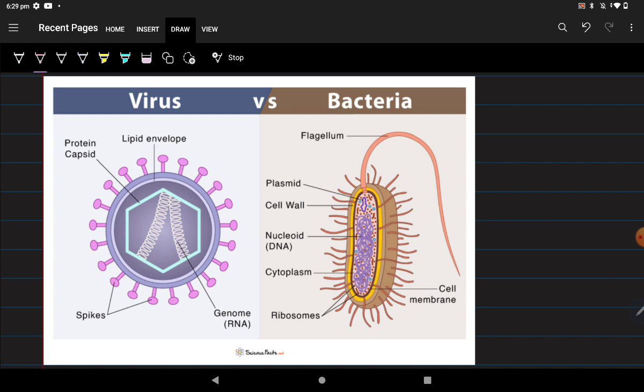Bacteria and viruses are tiny living things that are too small for us to see without special tools called microscopes. They have distinct shapes and structures.